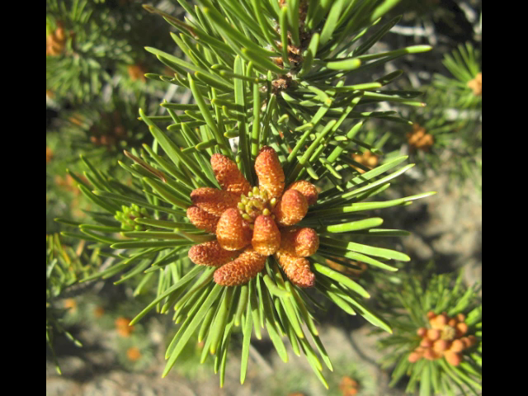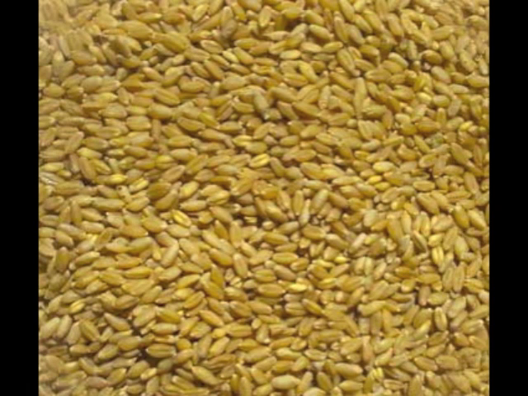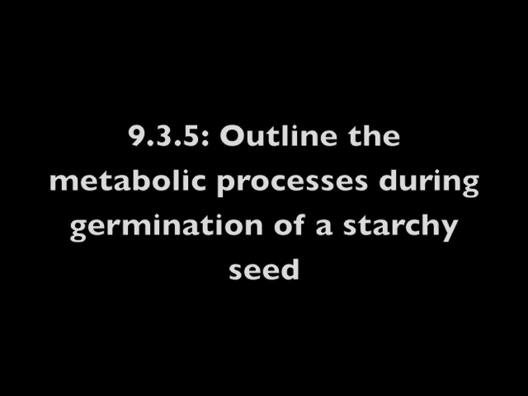Other processes that may need to precede these optimum conditions are the testa being worn down, possibly by being passed through an animal's digestive tract, as well as the presence of light, such as for wheat seeds, which are shown in the picture.